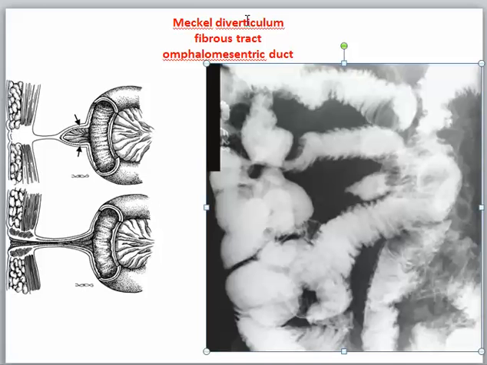At the site of the Meckel diverticulum, it is the site of the junctional area between the mid and hind gut. You can find a fibrous tract like that, with a diverticulum or without a diverticulum, or you can get complete continuation to the umbilicus, in which we get what we call the omphalomesenteric duct. And this is the appearance of the blind loop of Meckel diverticulum.